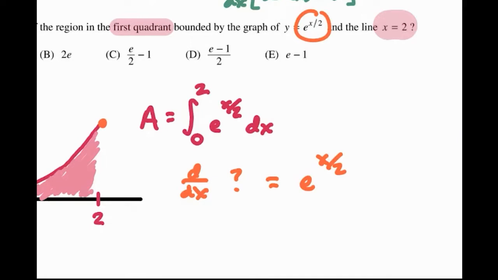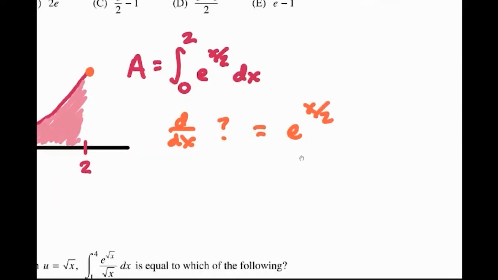I got hints on hints here, so if no one's going to get it, I'll drop a hint on you. Ready? Watch this. What's the derivative of e to the x over 2? You have to know this. This is chain rule. E to the x over 2 times the derivative of x over 2. Well, what's the derivative of x over 2? 1/2, thank you.